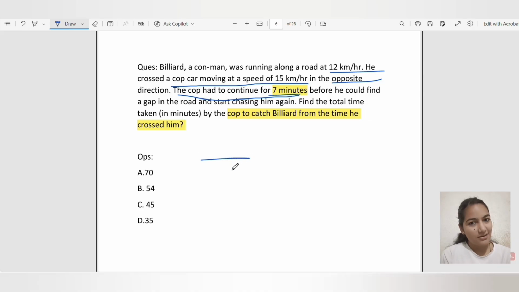They cross each other, and then the cop car continues for 7 minutes in this direction itself, and then the cop car returns and starts chasing. So the time delay between these two is 7 minutes. Okay, so this is important information: the time delay between the billiard and the cop car is 7 minutes. Okay, let's see how to solve this problem.